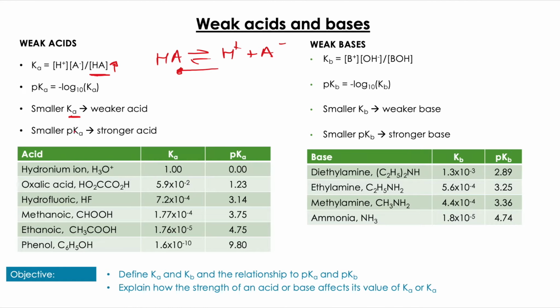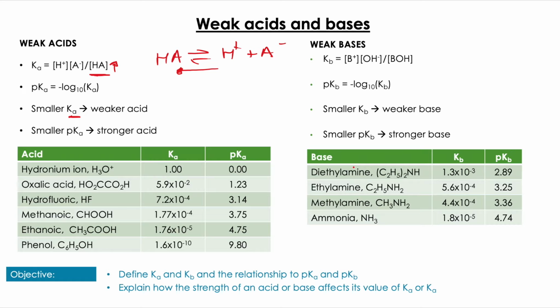Now, if we take the pKa or the pKb, this relationship gets inverse. So a smaller pKa indicates a stronger acid. So just remembering the difference in order of those.